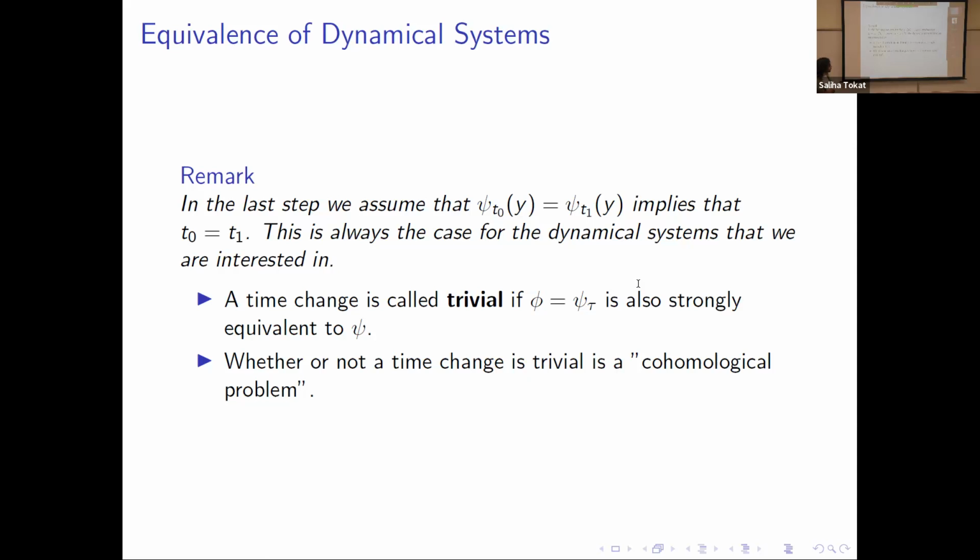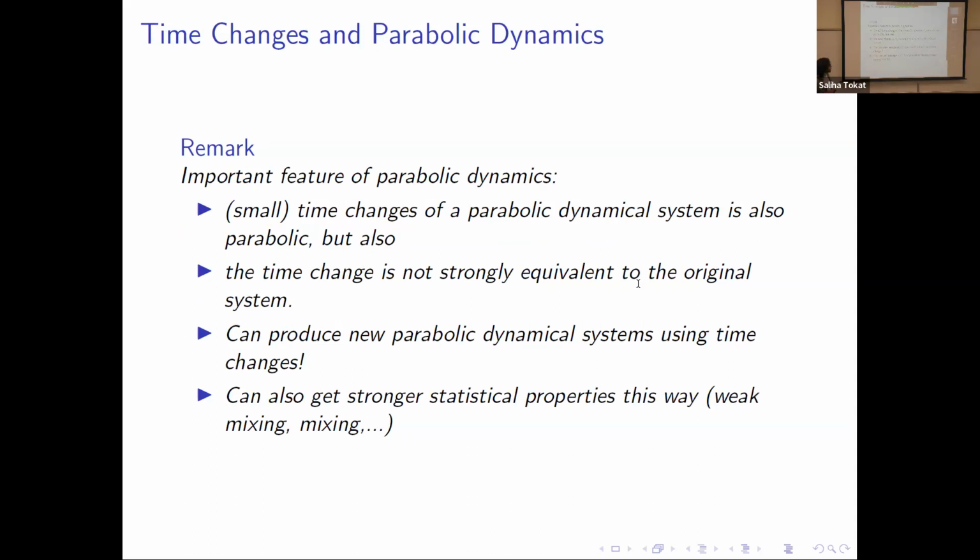A time change is called trivial if the equivalence is strongly equivalent, and whether or not a time change is trivial is a cohomological problem. A small time change of a parabolic dynamical system is also parabolic. The time change is not strongly equivalent to the original system, and by using time change, we get another parabolic system, new parabolic dynamical systems. And there are statistical properties: mixing, weak mixing, ergodicity, and unique ergodicity.